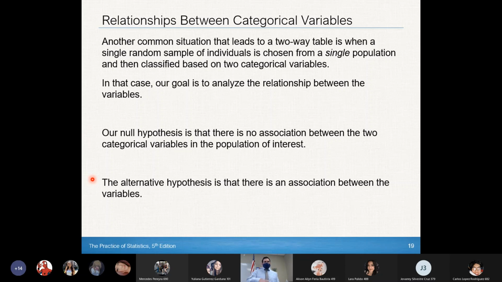So in the previous two tests, our hypotheses had to do with there being a difference or there not being a difference. That was our goodness of fit and our test for homogeneity. Now we're looking at there is an association or there is no association. The null hypothesis that there is no association.